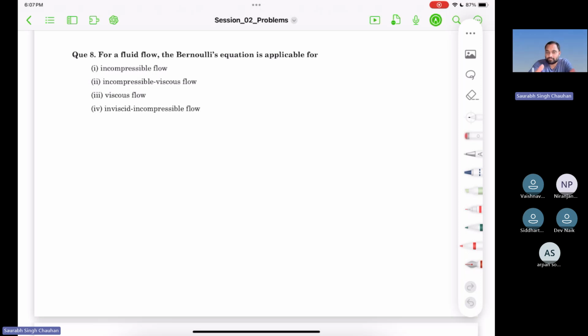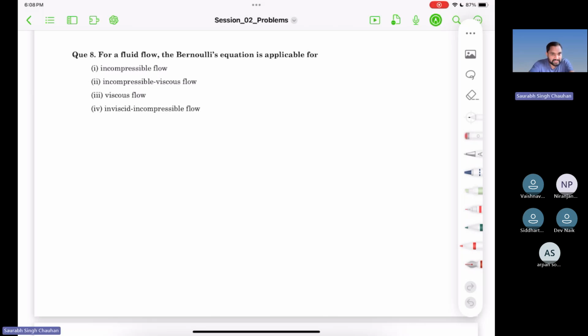Why? Because when you derive the Bernoulli equation, it is some sort of energy balance, right? Kinetic energy plus potential energy plus pressure energy, that total sum remains constant. So if there is a source of energy generation or a sink where energy is being dissipated, then this total sum will not remain constant, right?